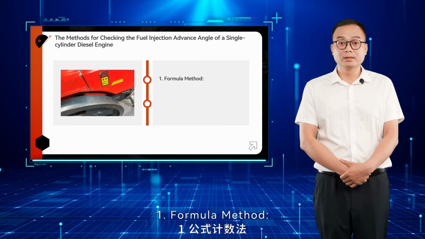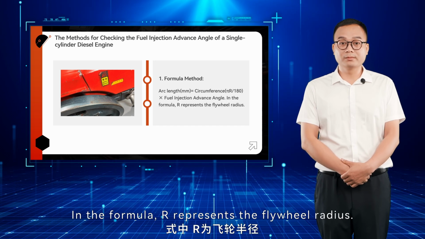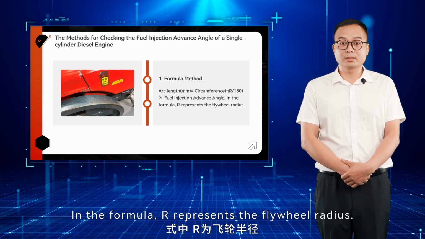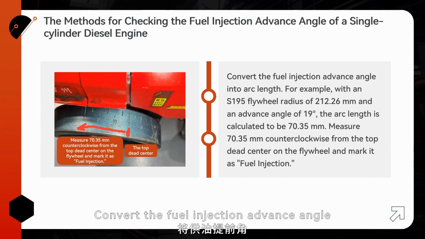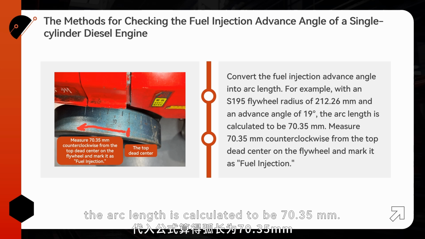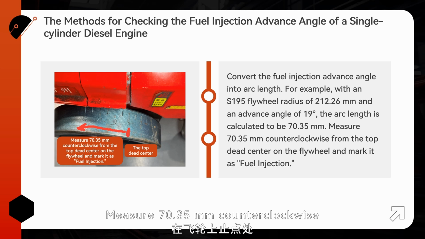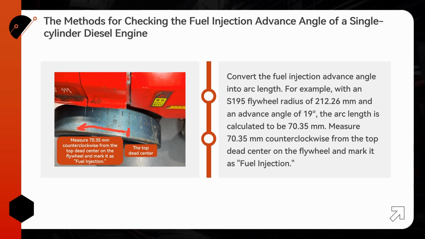1. Formula method. Arc length equals circumference times fuel injection advance angle. In the formula, R represents the flywheel radius. Convert the fuel injection advance angle into arc length. For example, with an S195 flywheel radius of 212.26 millimeters and an advance angle of 19 degrees, the arc length is calculated to be 70.35 millimeters. Measure 70.35 millimeters counterclockwise from the top dead center on the flywheel and mark it as fuel injection.